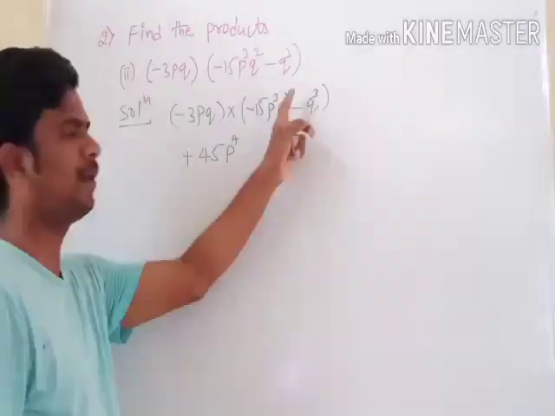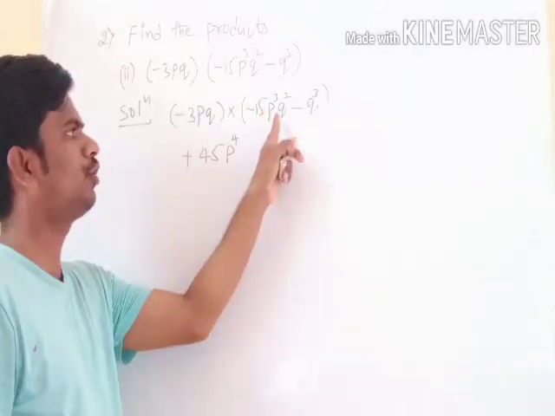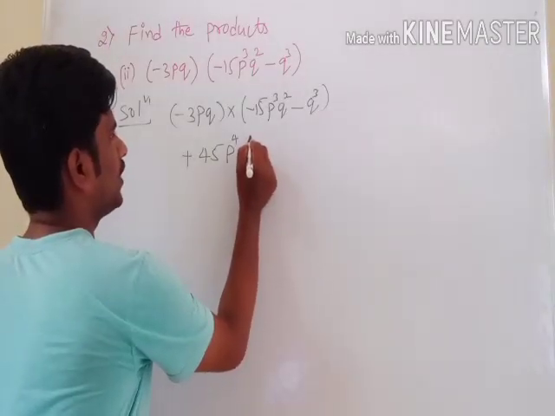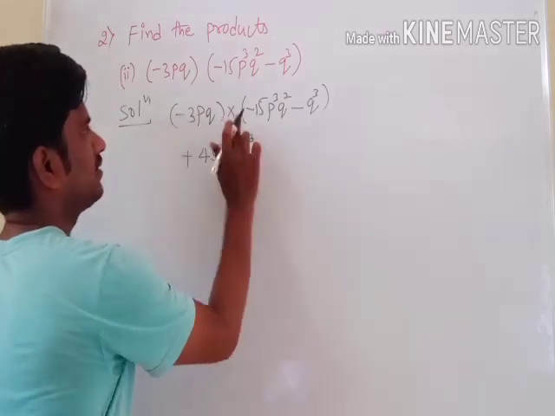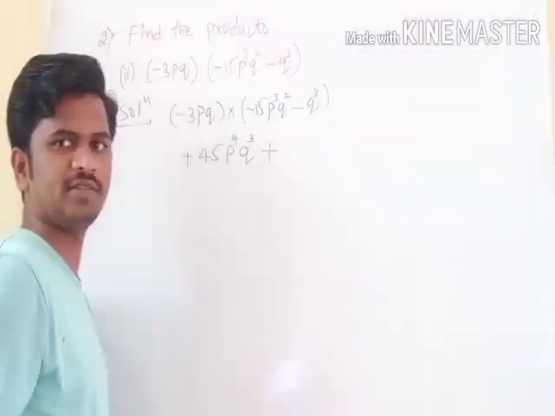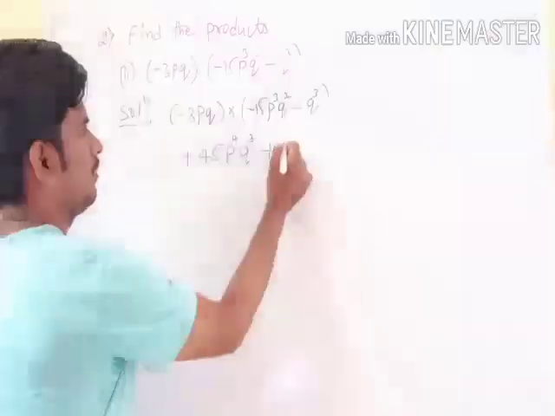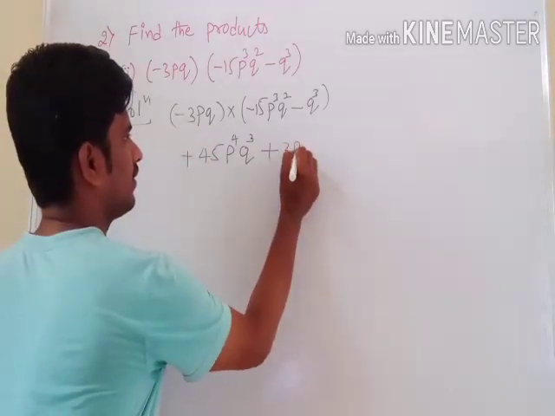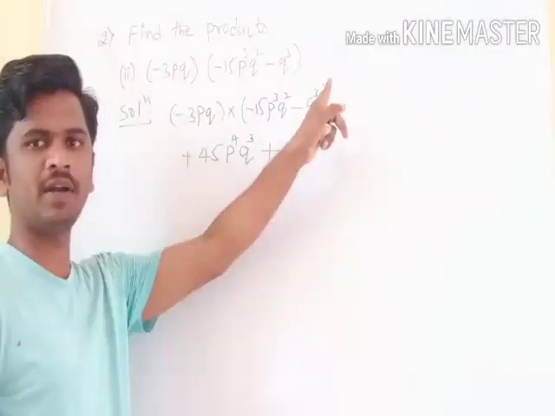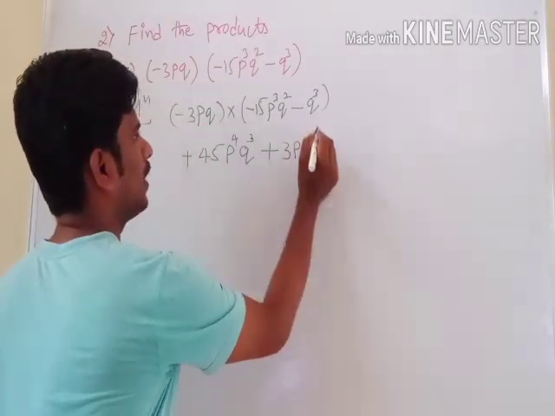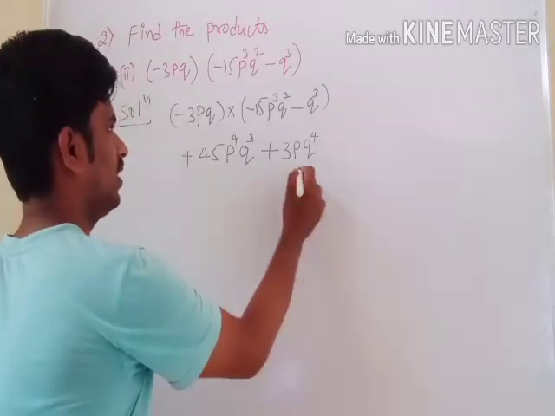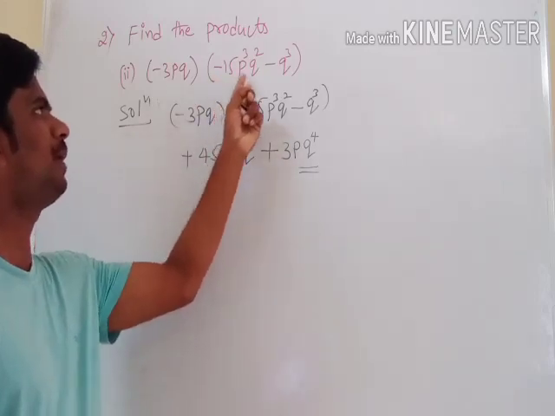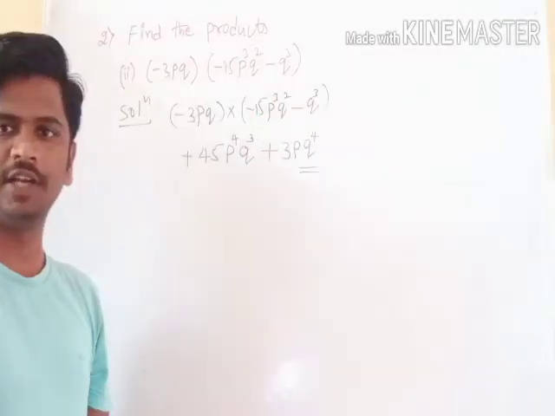And q into q power 2. Here q means q power 1, here q power 2. So q power 1 plus 2 is nothing but 3. Then minus into minus, again plus. Here 3 into, the coefficient is nothing, means 1. Okay, that is 3 ones are 3. Here p you write as it is. Next, q power 1, q power 3, so q power 1 plus 3 means q power 4. This is the product of minus 3pq and minus 15p power 3 q power 2 minus q power 3.